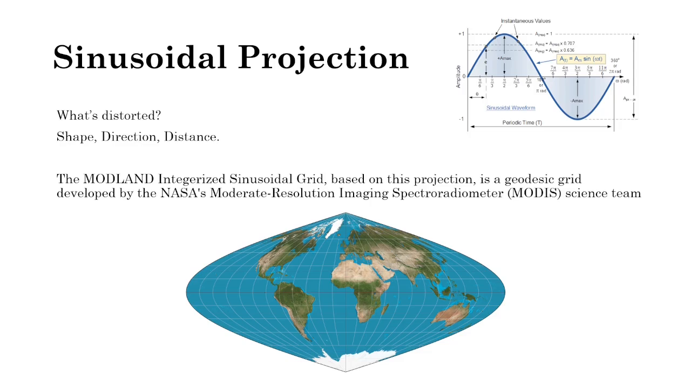So the MODIS sinusoidal grid is based on this projection. If you don't know what that is, it's a grid developed by NASA for some science thing. I don't know what it's for, but it's just a fun fact. So this projection has some purpose here.